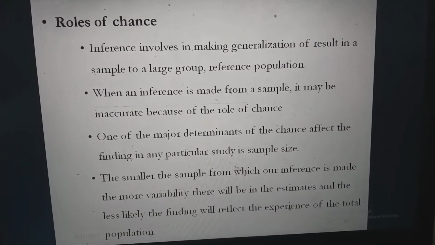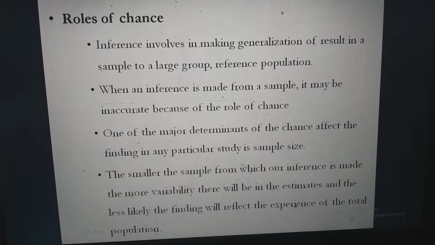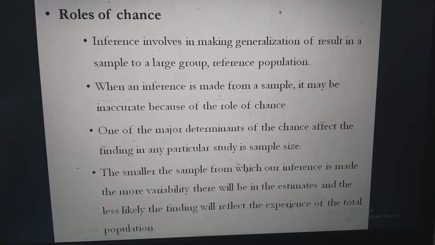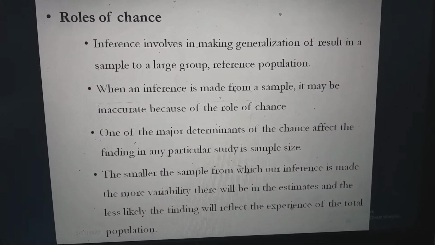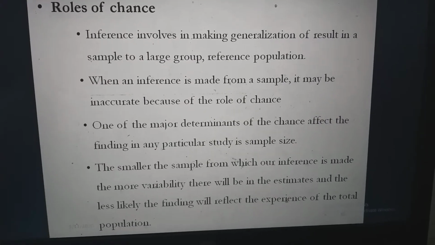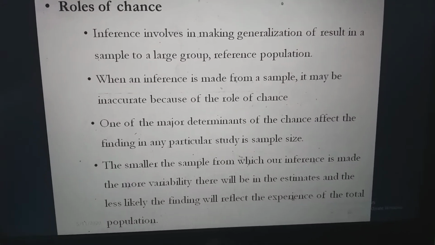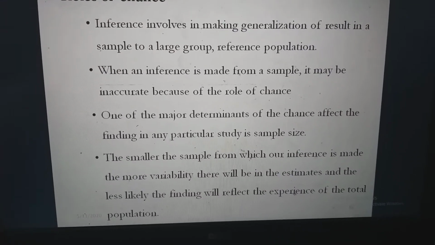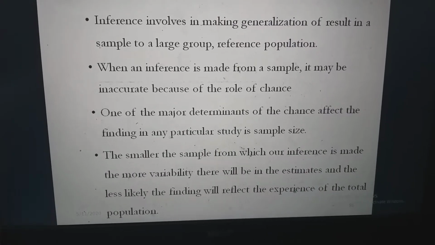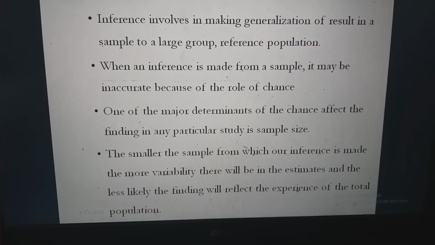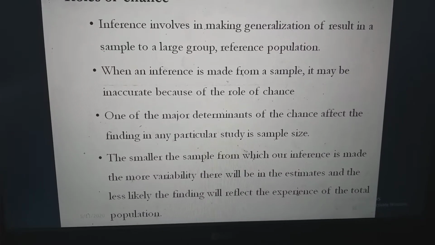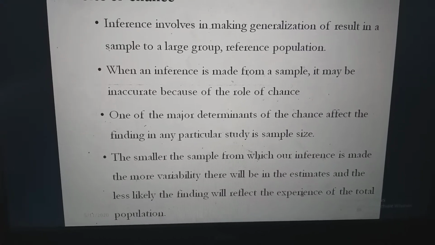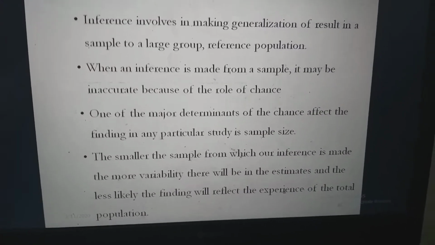So let's see the role of chance. It involves making generalizations of the results in a sample to a large reference population. When an inference is made from a sample, it may be inaccurate because of chance. One of the major determinants of how chance affects the finding in any particular study is sample size. The smaller the sample size from which our inference is made, the more variability there will be in the estimates, and the less likely the finding will reflect the experience of the total population.